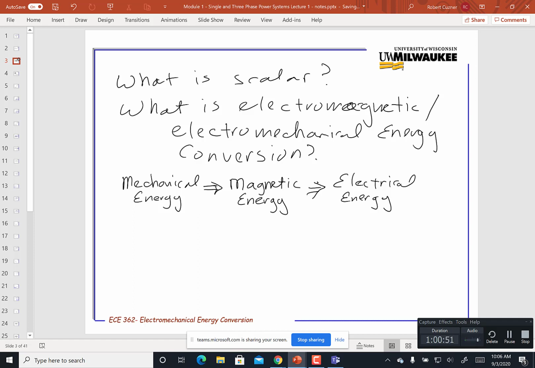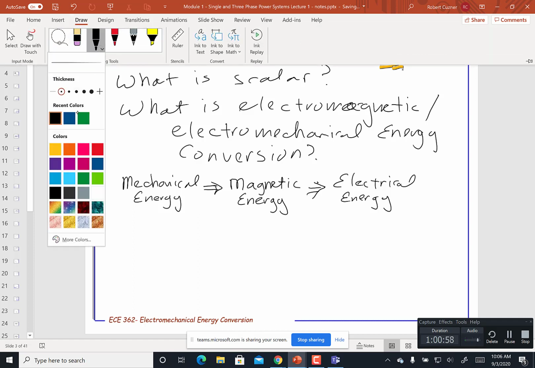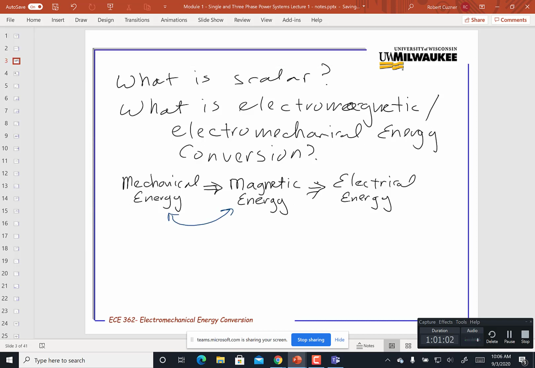So, how we bridge the gap between these two here is through something called Lorentz force law. And how this gap gets bridged is through something that we would call Faraday's law, which is one of Maxwell's equations.